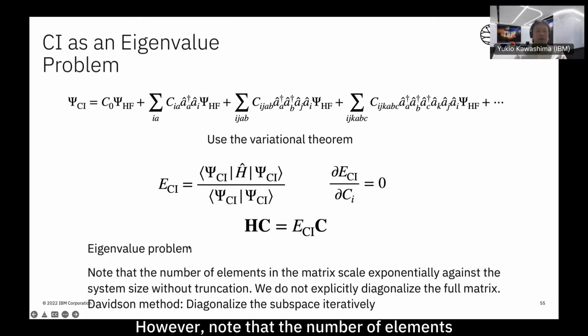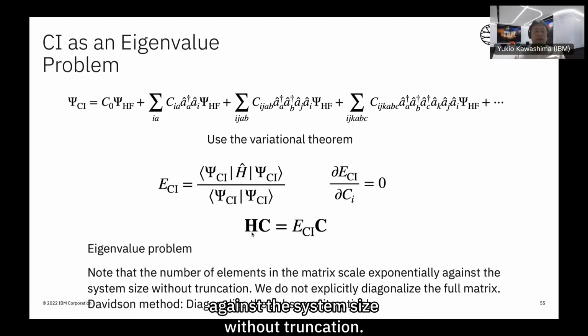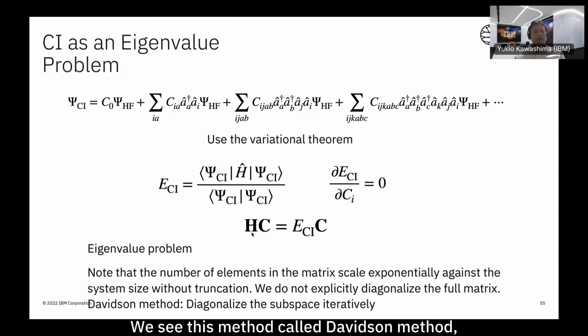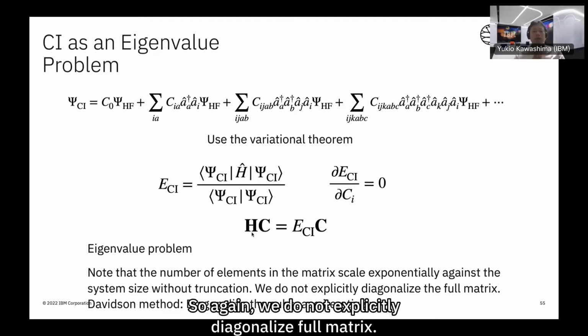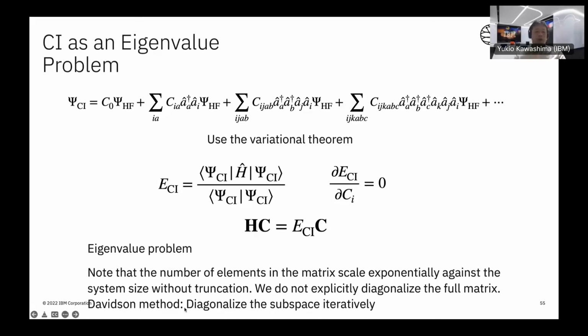However, note that the number of elements in this matrix scales exponentially against the system size without truncation. And even if we truncate, the number of elements is quite large. So we do not explicitly diagonalize the full matrix. We use a method called the Davidson method, in which we diagonalize the reduced subspace iteratively, and we only get the low-lying roots. So again, we do not explicitly diagonalize the full matrix, but we use a smart way to diagonalize the subspace to make it a small problem.